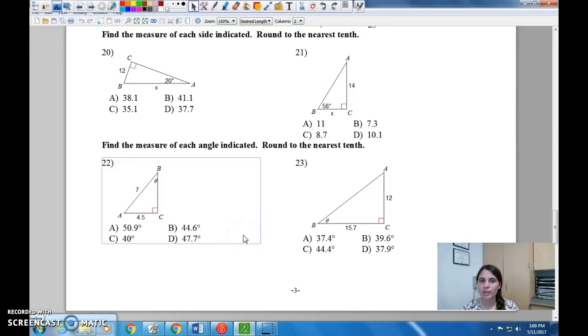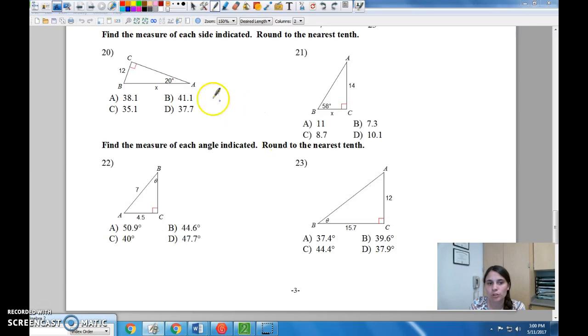Okay, so this video is the second half of the multiple choice final review. So we're starting here at number 20. If I look here, I'm going to try and figure out which trig ratio to use, and I think that's the trickiest part for most students. So I know this angle right here is 20 degrees, and I know this is 12 and this is x.